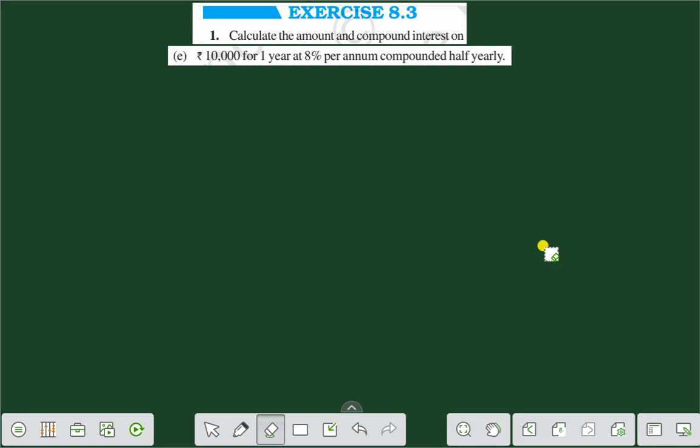Hello everyone. Today we shall discuss exercise 8.3, question number 1e. Calculate the amount and compound interest on rupees 10,000 for 1 year at 8% per annum compounded half yearly. Let us find this one.